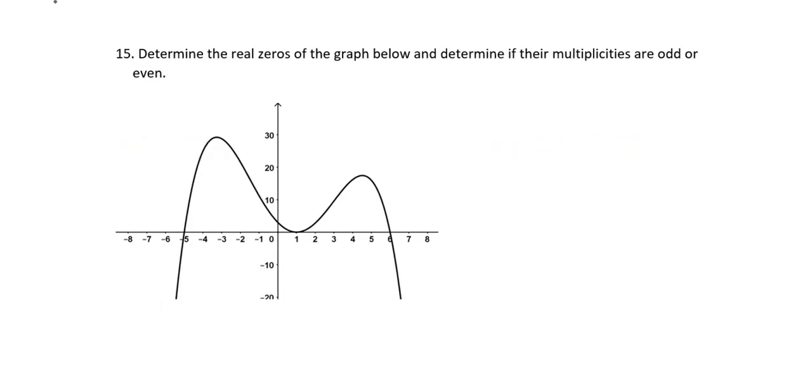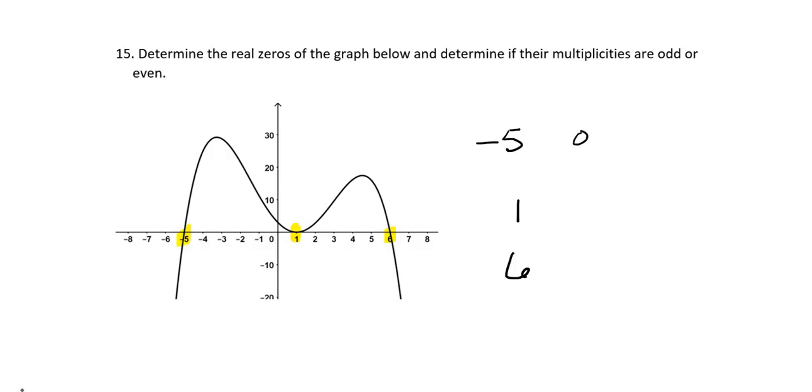The directions here say to determine the real zeros of the graph below and determine if their multiplicities are odd or even. My real zeros are my x-intercepts. So -5, 1, and 6.